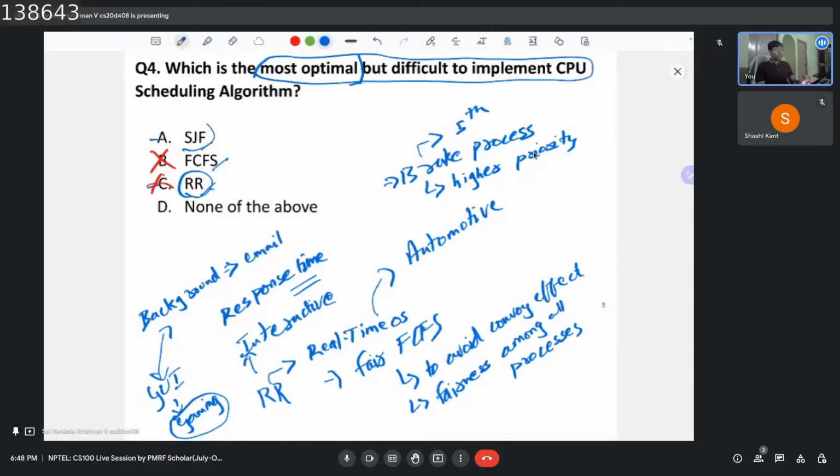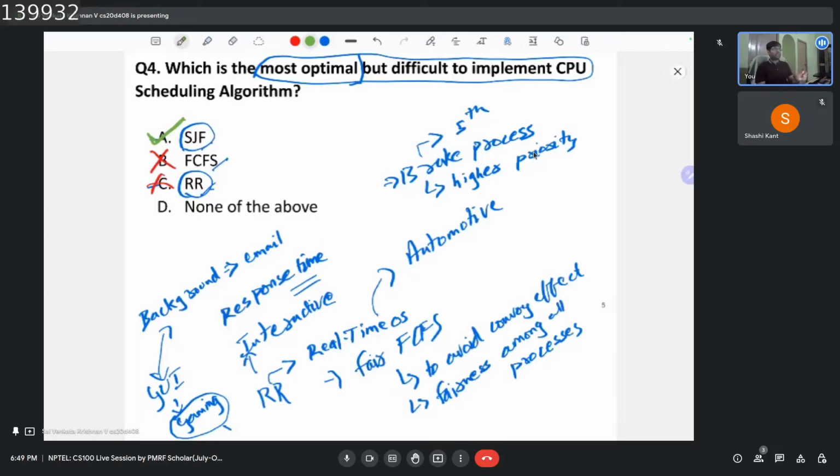But in a shortest job first scheduling algorithm, say this gaming thing, it needs a higher response time. Based on its priority, it should be given more priority, right? This GUI application. So SJF is an optimal version when compared to FCFS and RR.